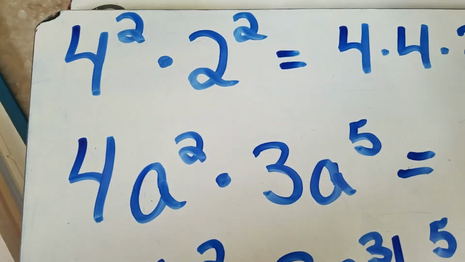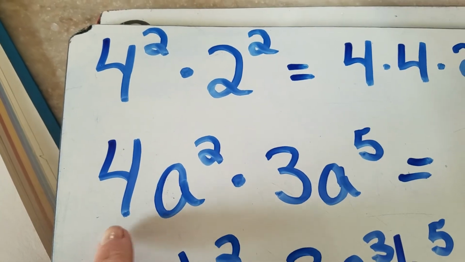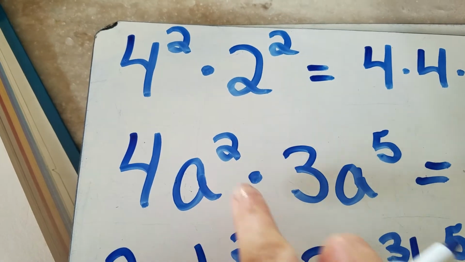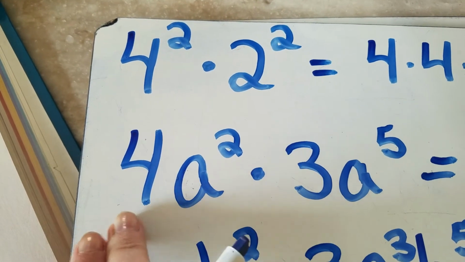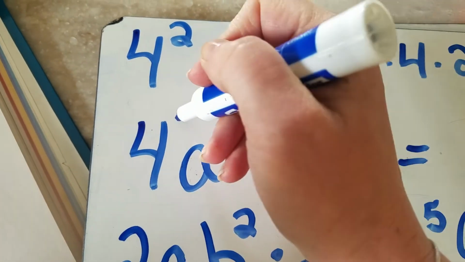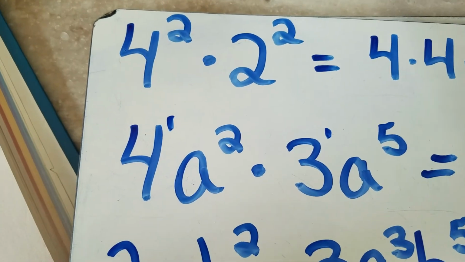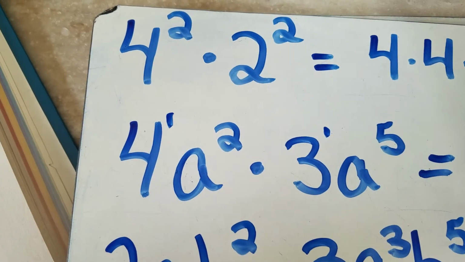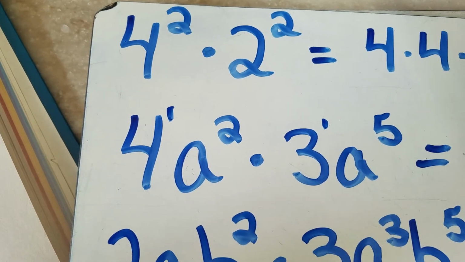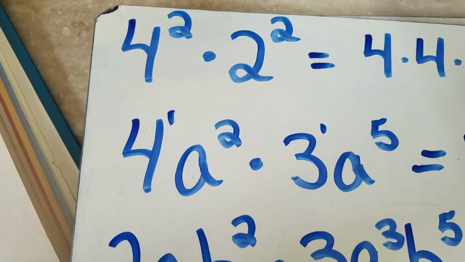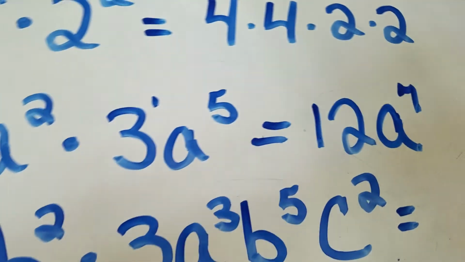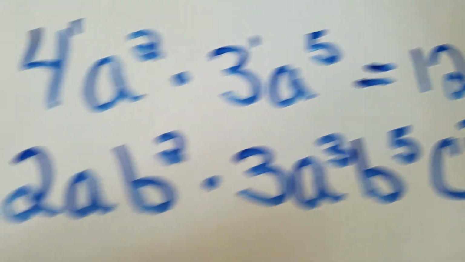Here's another example. I have 4 with no exponent, which is really an invisible 1 up there: 4a to the second times 3a to the fifth. I take my whole numbers because they don't have the other exponents up top. So this is really 4 to the first and 3 to the first. 4 times 3 is my 12. Now I have a base of a and a base of a, so I keep that a because they have the same base, and I just add those exponents. 5 and 2 is 7. So I have 12a to the 7th.